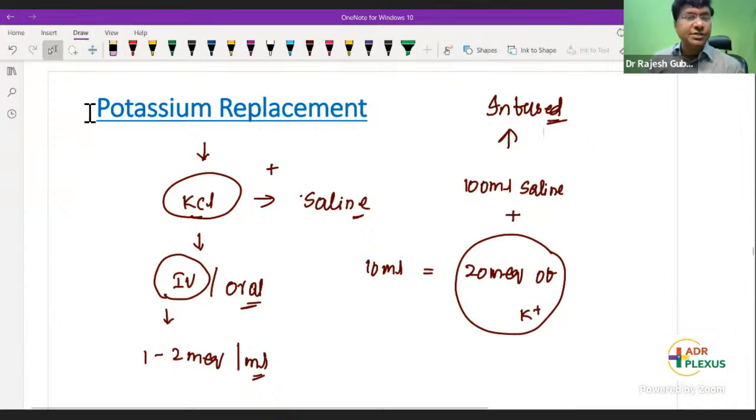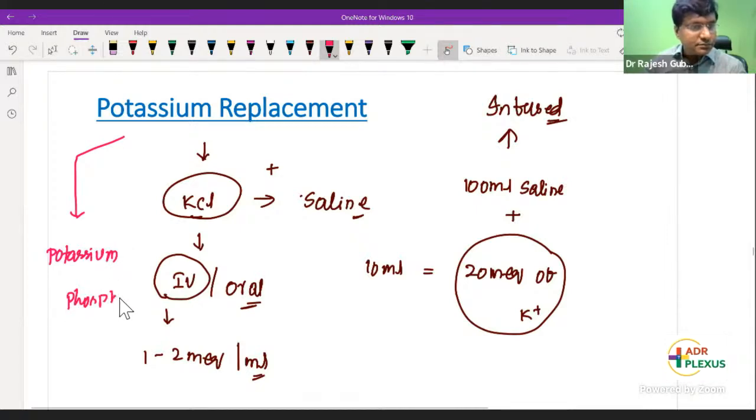The other formulation apart from potassium chloride is potassium phosphate. This is the other alternative formulation available to us. Once the individual becomes stabilized, you can give the oral formulation of potassium chloride. But when the individual is hemodynamically unstable and unable to take oral formulation, that is when you have to give it through the intravenous route.